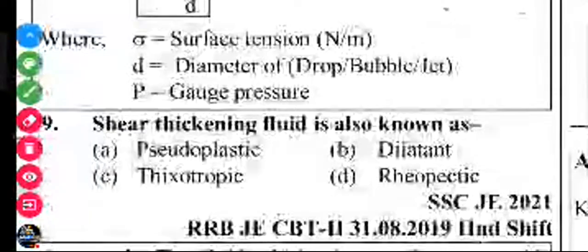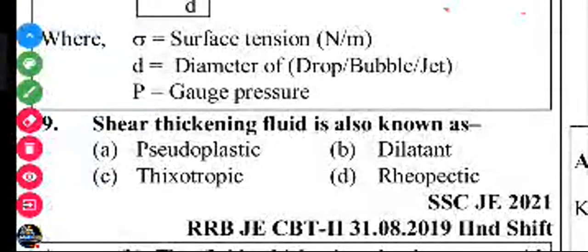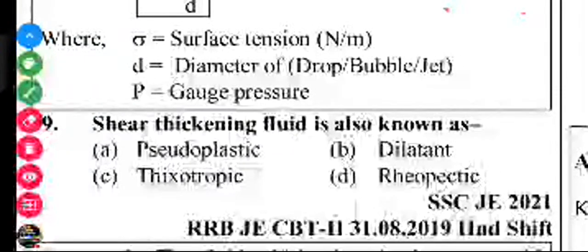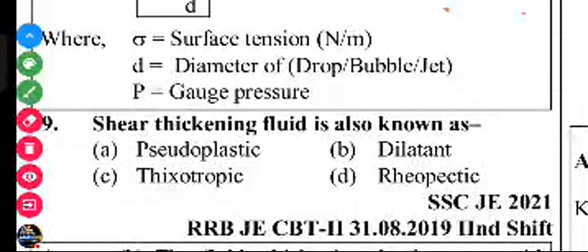Shear thickening fluid is also known as dilatant fluid. Pseudoplastic fluid is the shear thinning fluid.